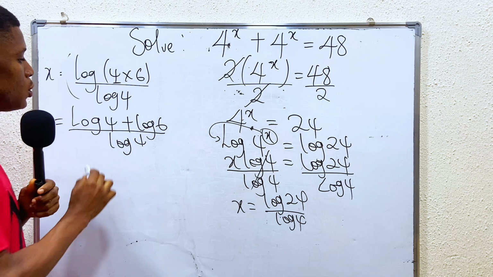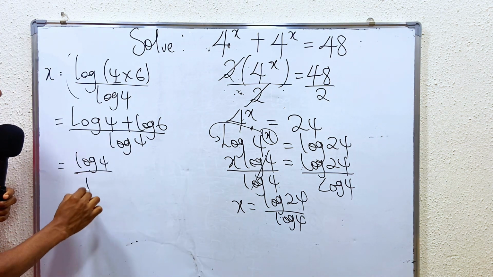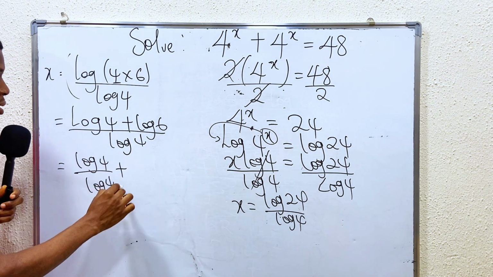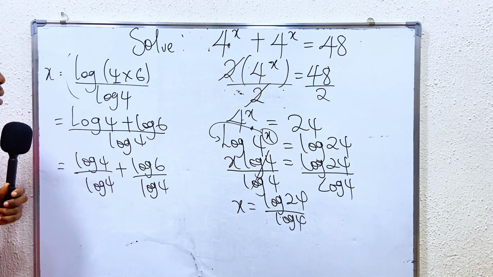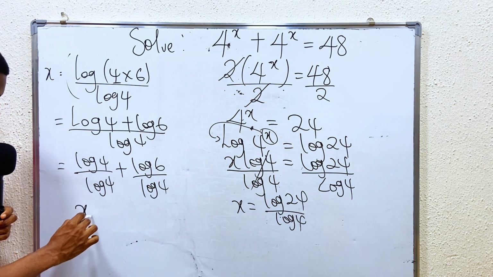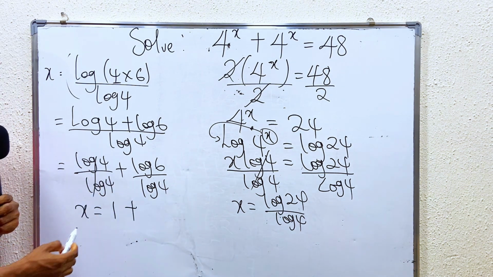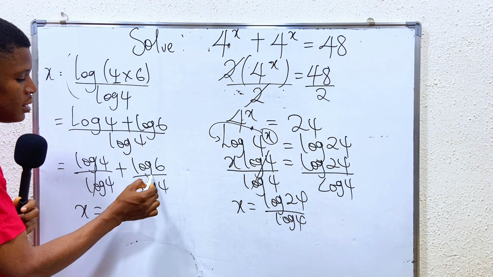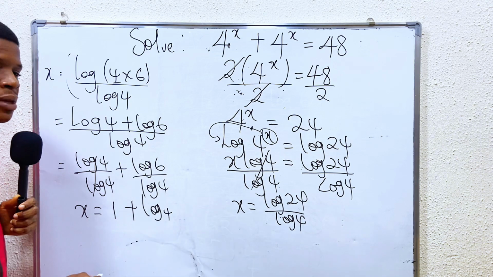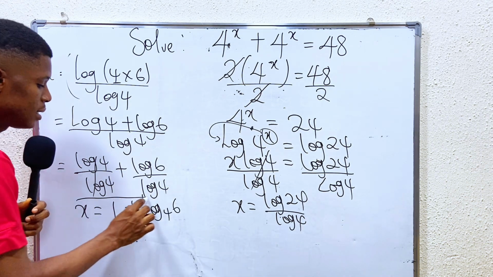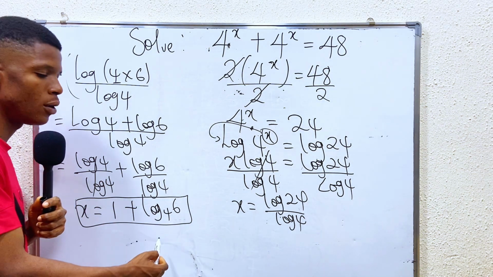The next thing we do is just to split the fraction. And this is the same thing as log 4 over log 4 plus log 6 over log 4. So here you see that x will be equals to log 4 cancels out log 4. We are having 1 plus. Here we can use change of base. Okay. Since they are of the same common base 10, we can write it to be log using the denominator as the base 4 of 6. And this is the value for x. So x is equals to 1 plus log of base 4 of 6.